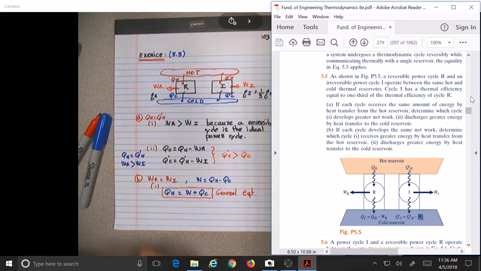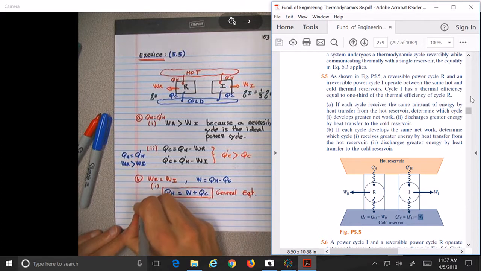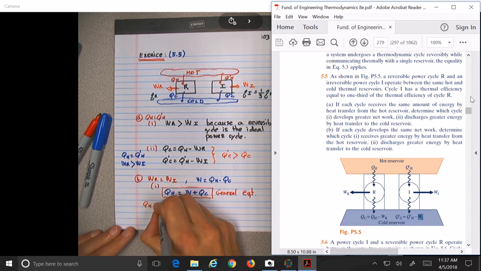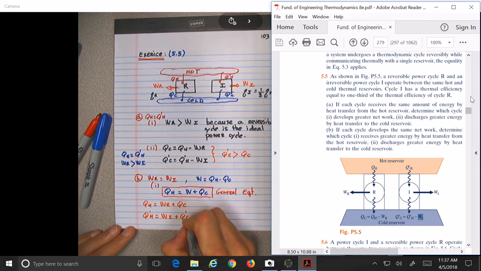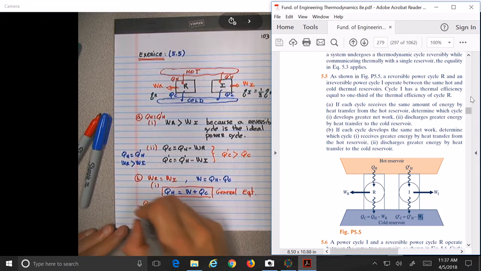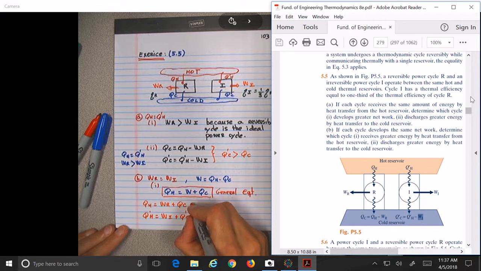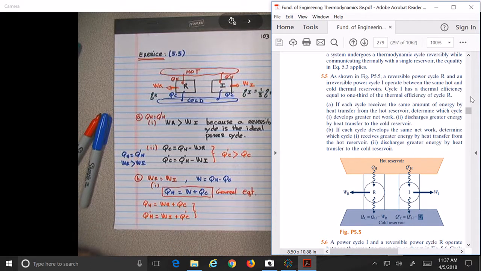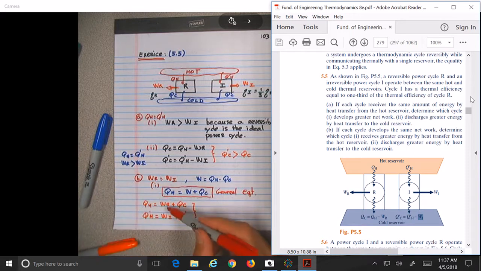General equation. So in our case, we could just rewrite that Q hot equal WR plus Q sub C, and that Q prime H equal W plus Q prime C. So remember, WR, reversible and irreversible are equal, no? So everything will depend on these two.